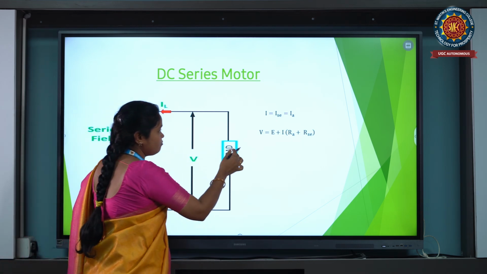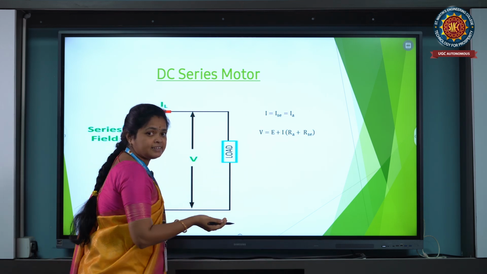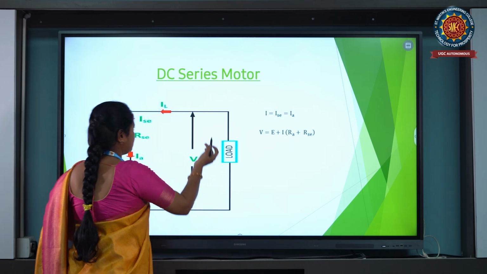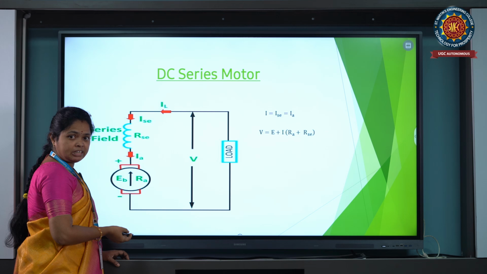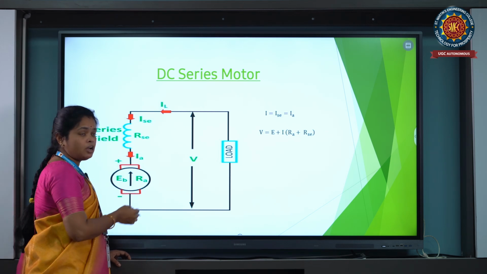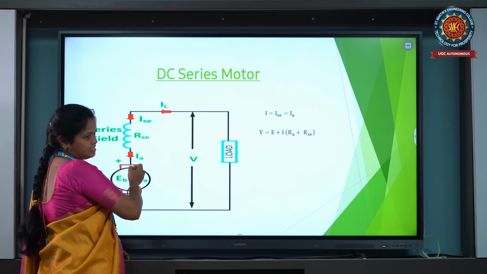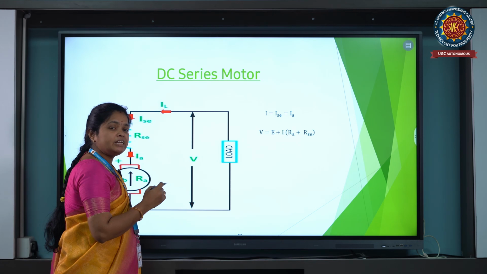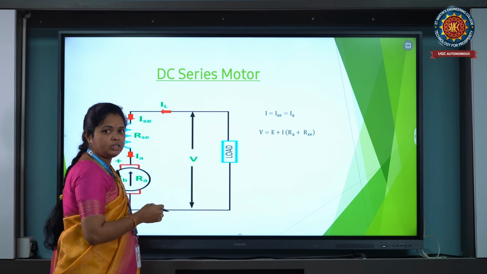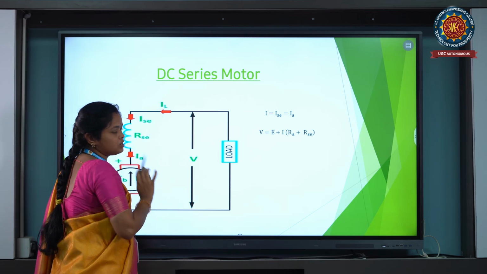Same as for KCL, here also I am applying that the sum of the entering currents is equal to the sum of the leaving currents. Here the total current is only entering, with no leaving currents towards the armature. So IL = IA = ISC, because there is no division. When there is no division, the current flowing in a circuit is the same.